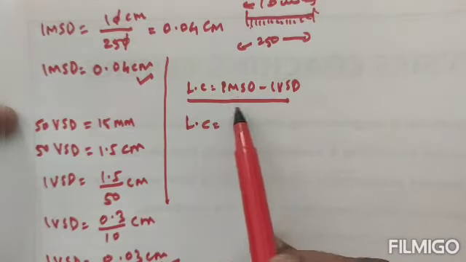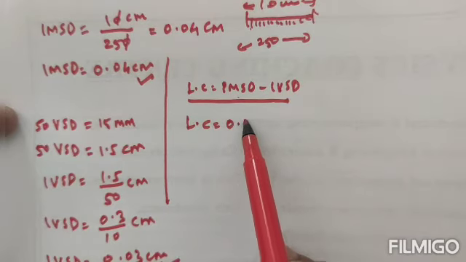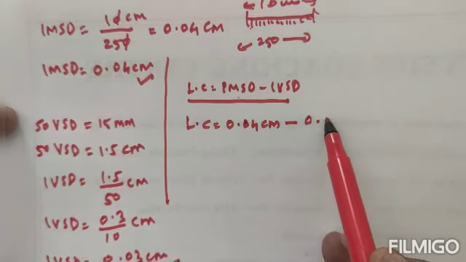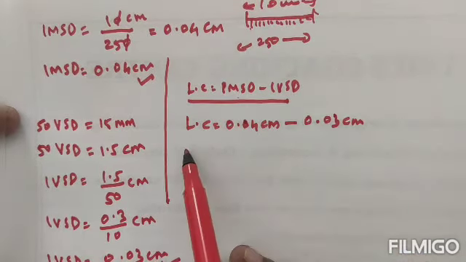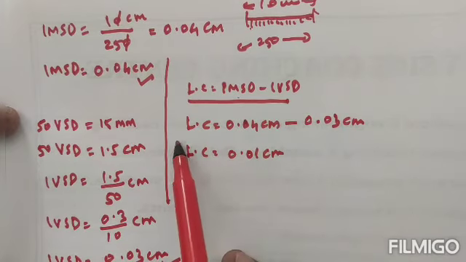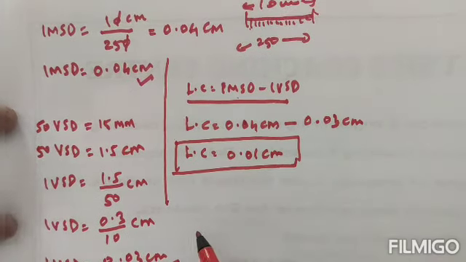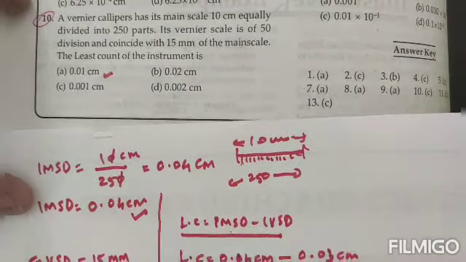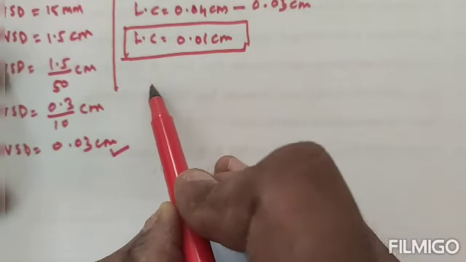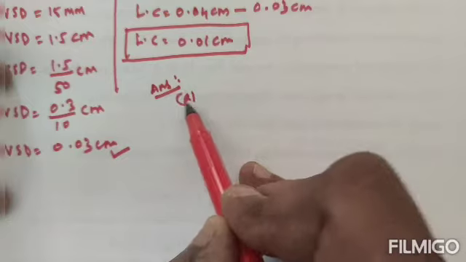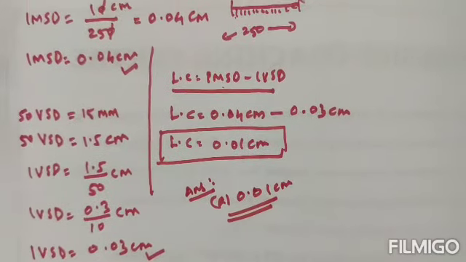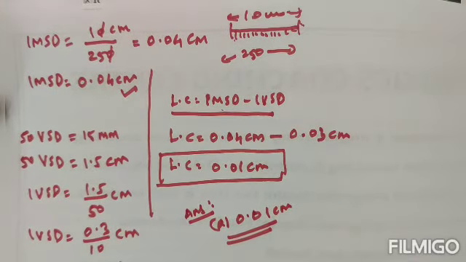That is, least count is equal to 1 MSD value, 0.04 centimeter, minus VSD value, 0.03 centimeter. Therefore the least count is 0.01 centimeter. So the answer is 0.01 centimeter. This matches option A. So in this question, option A, 0.01 centimeter, is the answer. That is the least count of the given instrument. Okay, thank you.